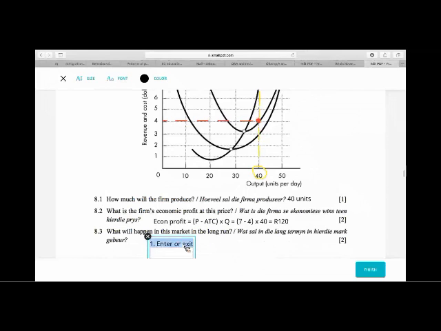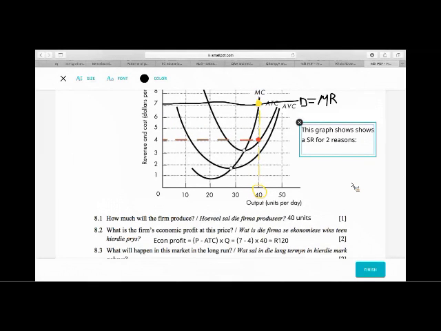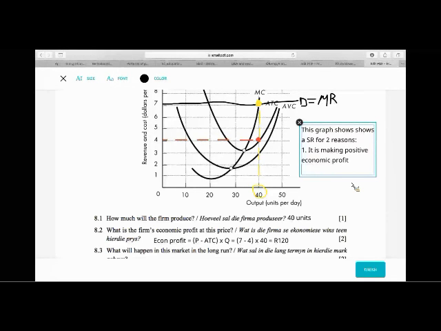So first, just to argue why this is a short run, you wouldn't need to include this as an answer, I'm just giving you this extra information. This graph shows a short run for 2 reasons. Because sometimes we follow up with questions like, how do you know if this firm is in the short run or not? So there are 2 reasons why we can see this firm is in the short run. The first reason is it is making positive economic profit. And positive economic profit is only possible in the short run.